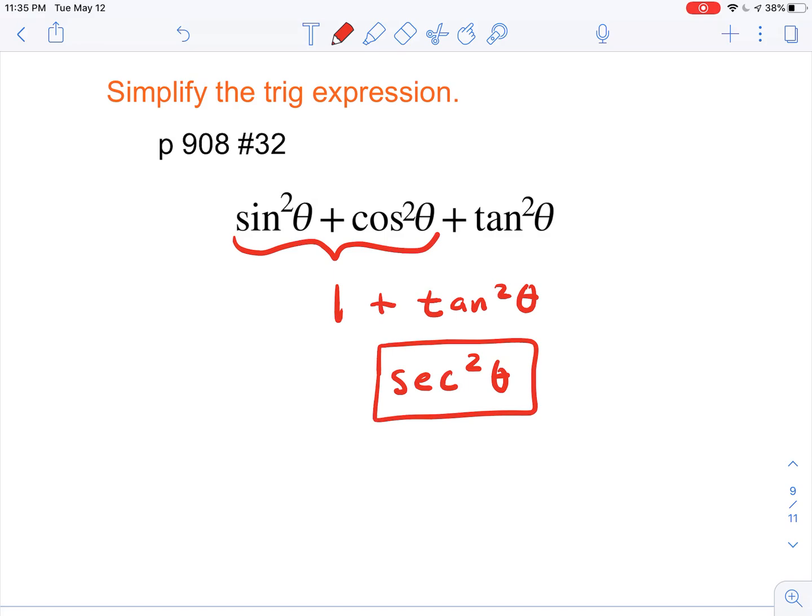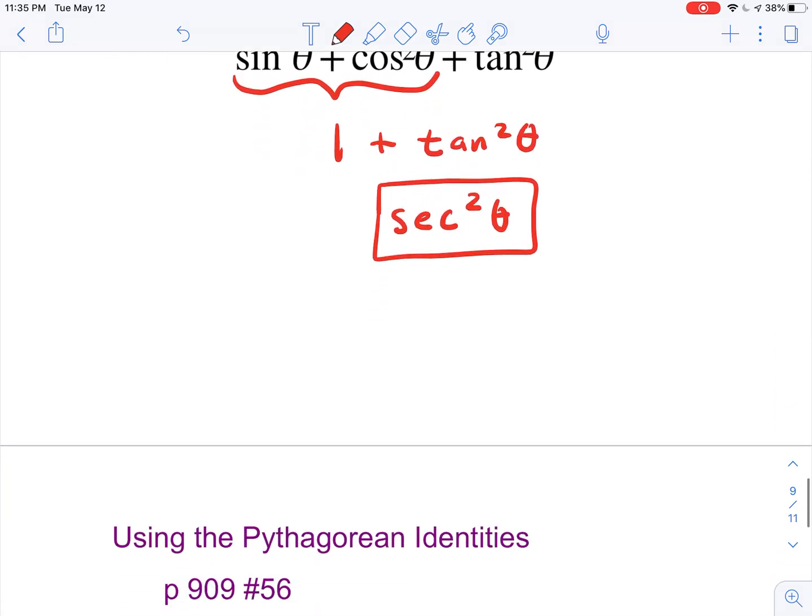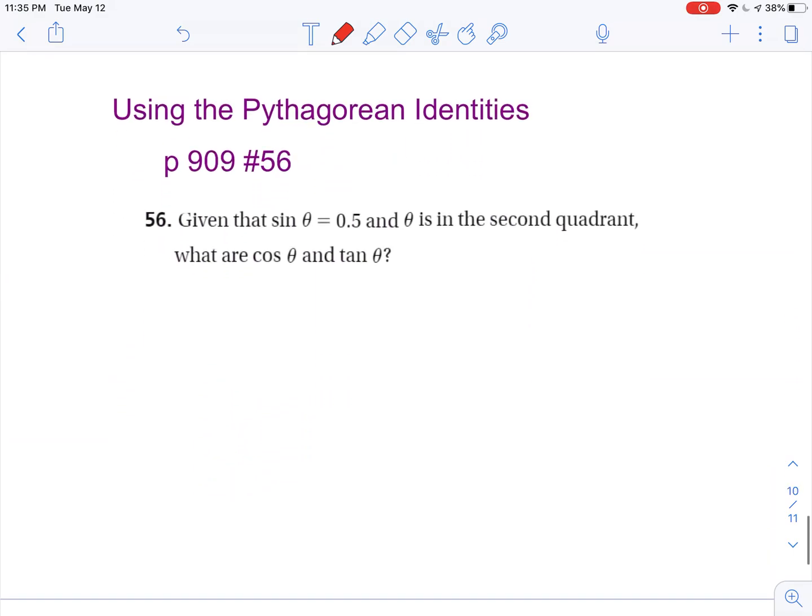Now, there's not much I can do here. We're down to a single trig function. There's nothing else I can cancel. There's nothing else I can substitute. So we are left with that as our final answer.